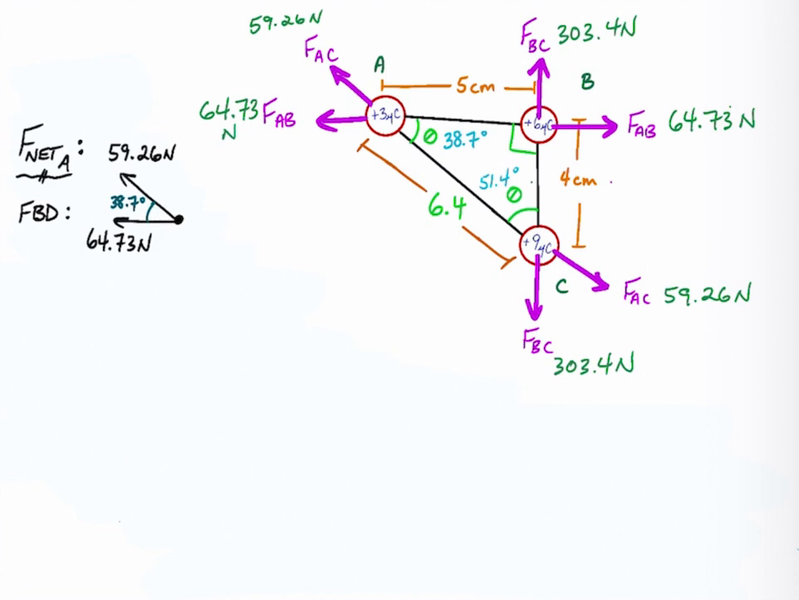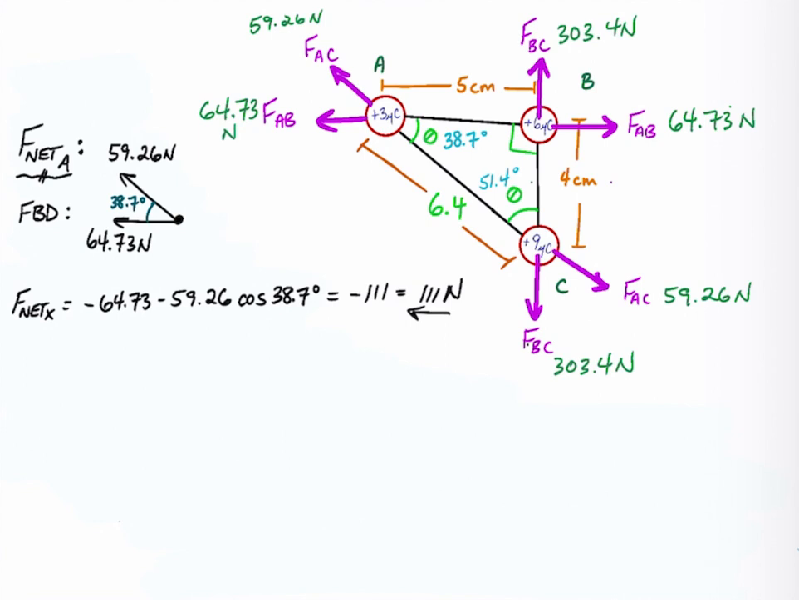So now I can set up my F net X and my F net Y. In this case, the 64.73 is going to the left, so I have to make that negative. Left along the x-axis is negative, so negative 64.73. I'm then going to subtract, because again, the 59.26 is also going in some way to the left. However, it is not directly on the x-axis. So to find that x component, I have to subtract 59.26 and then multiply that by the cosine of that angle. Generally cosine will get you the x, sine will get you the y, because in this case that angle is measured or referenced off the x-axis.